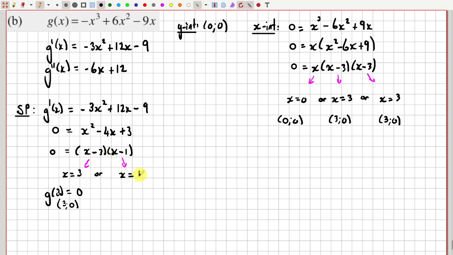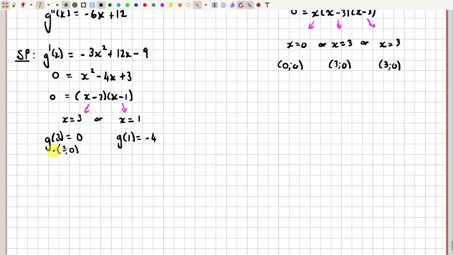Right, let's check for this one. We sub in 1 into the original equation. That's minus 1. Plus with 6, that's 5. Minus 9, that's going to be minus 4. So when I substitute 1 into the original equation, minus 1 plus 6, which is 5, minus 9 times 1, which is 5 minus 9, which will give you negative 4. So we get 1 and minus 4 would be the stationary point over there.